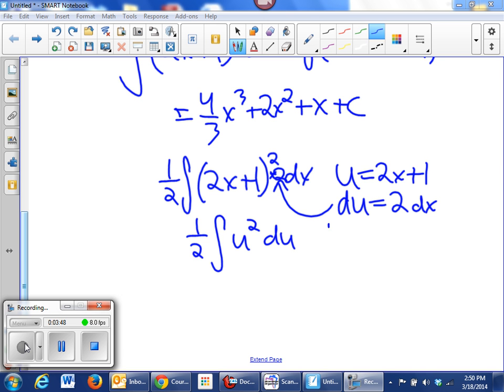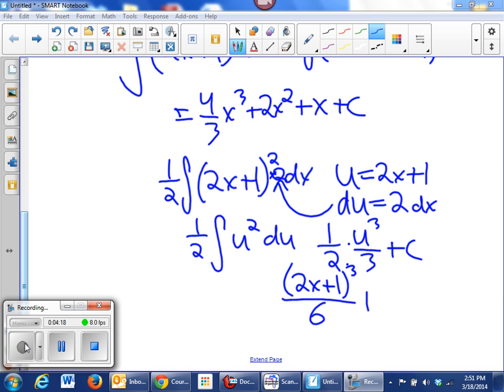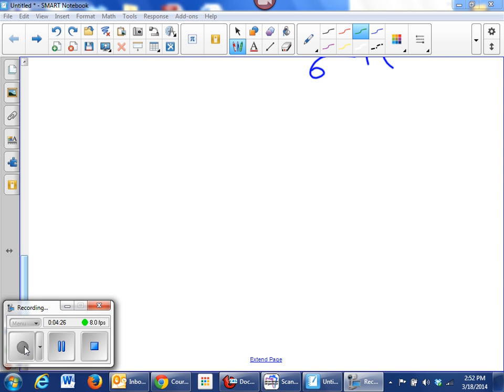Take that. You get 1/2 u cubed over 3 plus c. When you solve that out, you get... Now you notice that the u is replaced with the u from before, the 2x plus 1. We'll now do 2 problem examples.